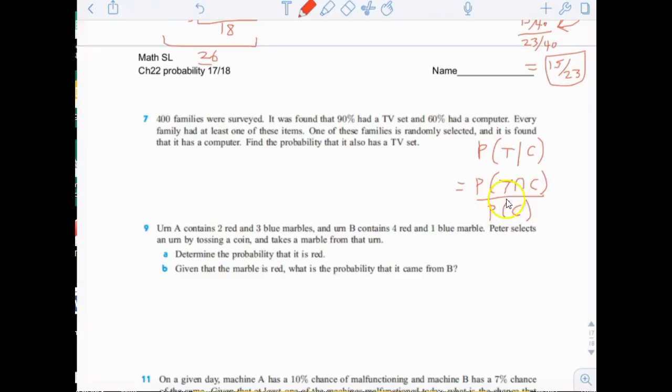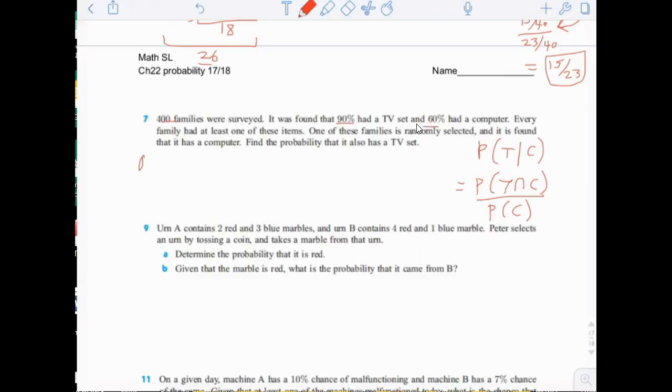Looks like we have the probability that they have a computer. It's right here. Now the question is, can we figure out the probability that a family has a TV set and a computer? Because they don't give us that. What they do give us is 400 families total, and that 90% have a TV set and 60% have a computer. So how about if we figure that out?